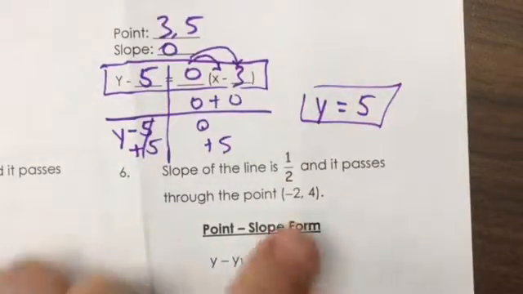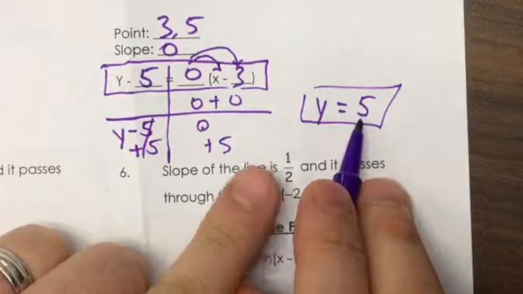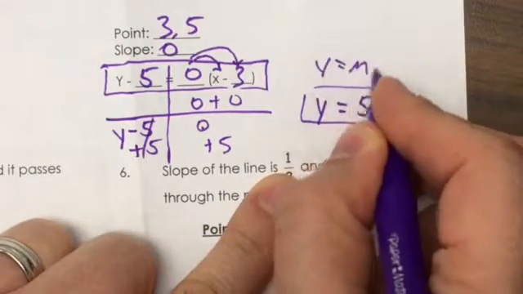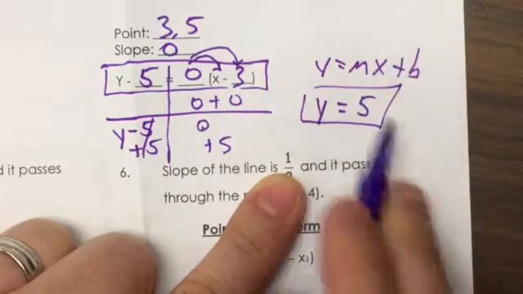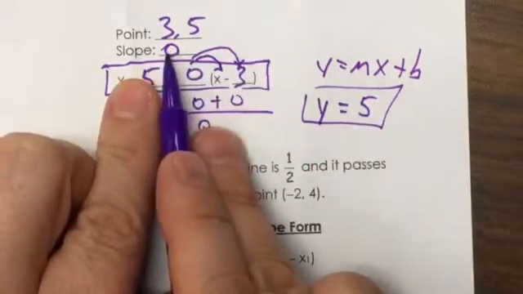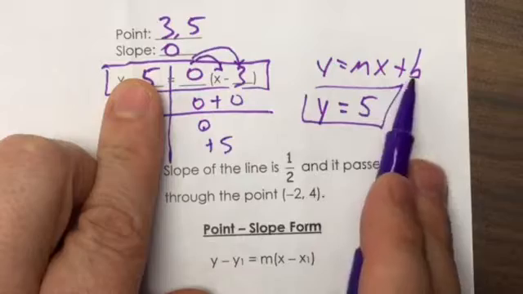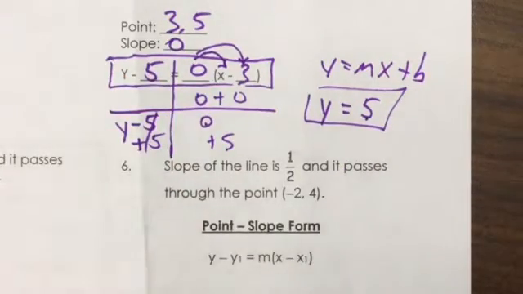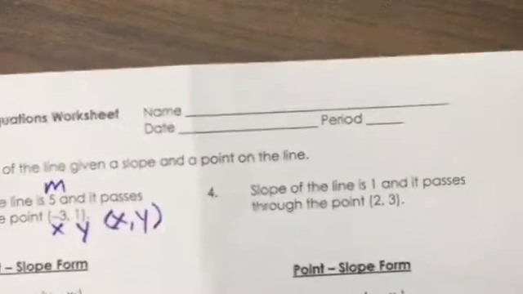Okay? Second question, or not a question, but a comment. Remember, this 5 is not your slope. Remember, the slope is always with the x. They gave us the slope. It's 0. That 5 is your y-intercept. That's your b number. Okay? And those are the odds for the point and slope equations worksheet.